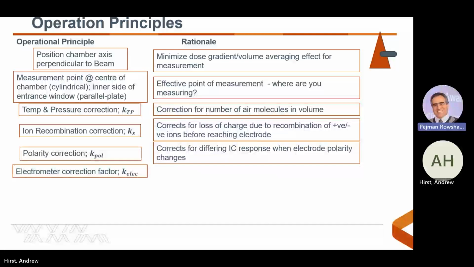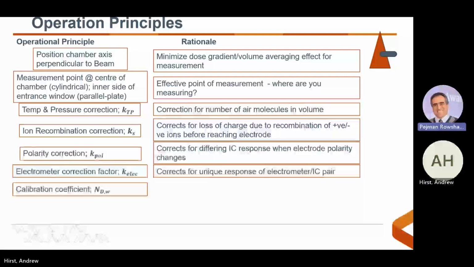Also, the electrometer correction factor. This is not explicitly corrected for, but we assign an electrometer to every ionization chamber, and we don't interchange electrometers with ionization chambers. This is because every single electrometer has a slightly different response and slightly different characteristics, just because of the manufacturing process. So you assign all of your correction factors to your ionization chamber and electrometer pair, and you would never use them separately.